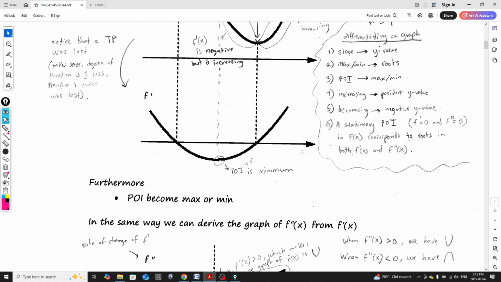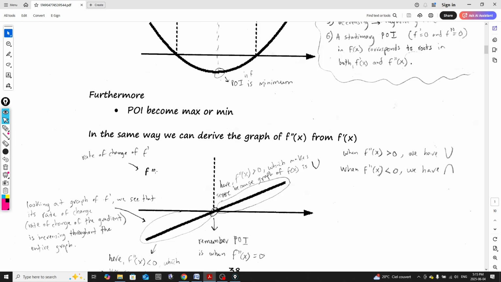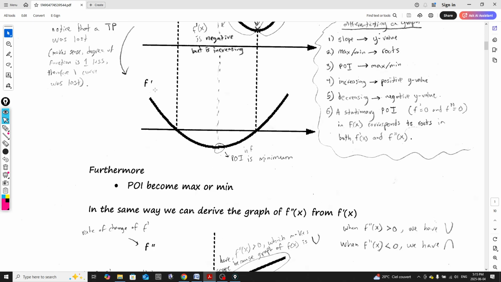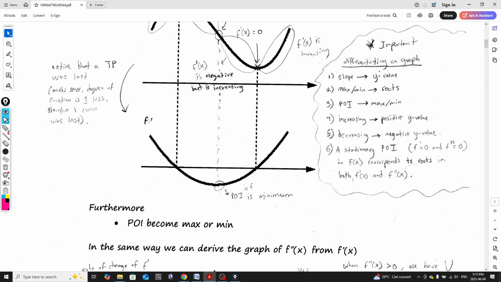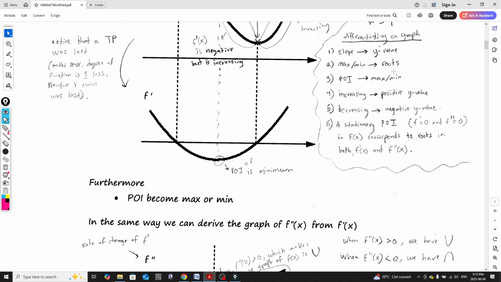And then you can also use f prime to figure out what the graph of the derivative of f prime is going to look like. Well, the derivative of f prime is f double prime. So what's that graph going to look like? Well, you can kind of do the same thing again.